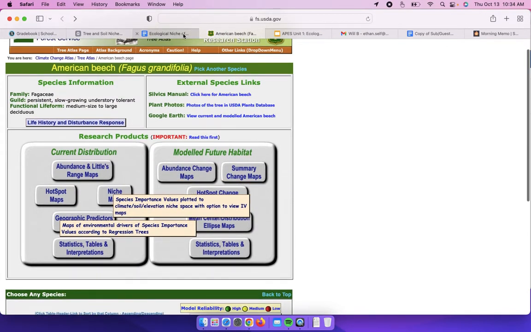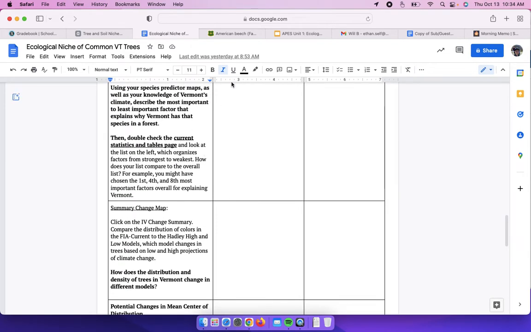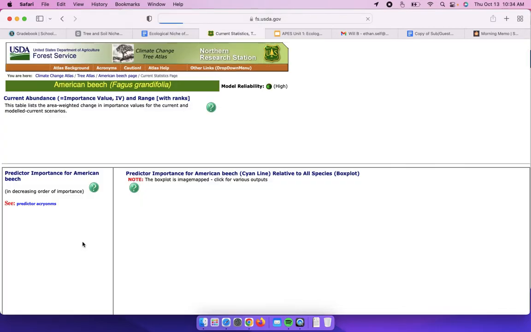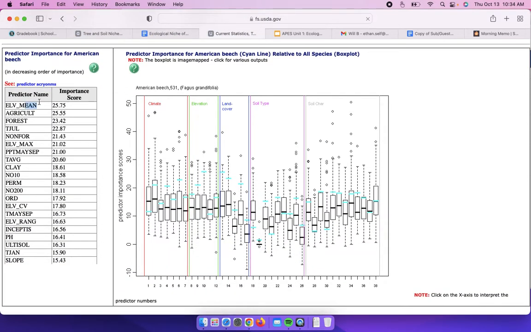The last thing that you're going to be looking at on the left side is the summary, or you're going to look at the current statistics and table page for this, which is right here. And this is going to show you the importance score for each of the different variables in terms of their importance from greatest to least. And this will be a way for you to double check your work. It looks like the mean elevation is the greatest overall importance factor for explaining why a birch tree may or may not be living in a climate, followed by agriculture, followed by forest, followed by temperature in July.